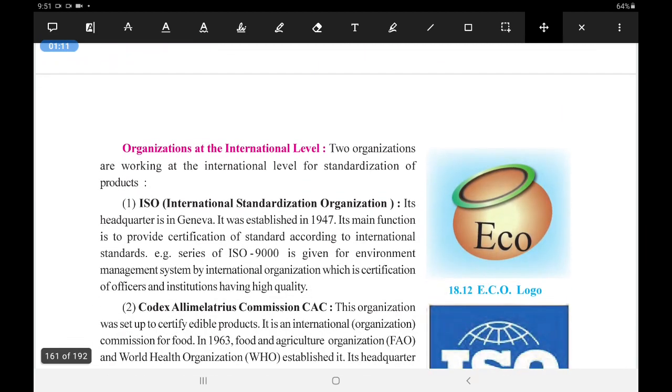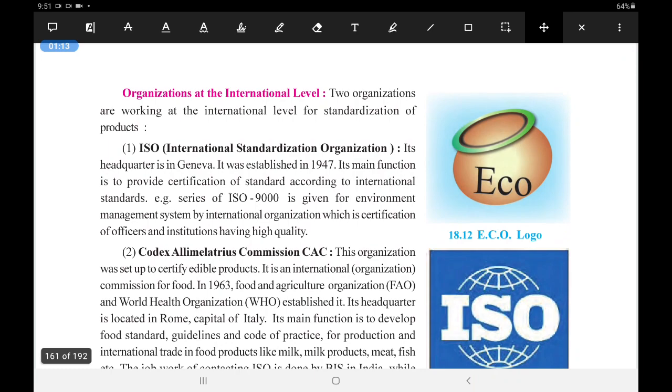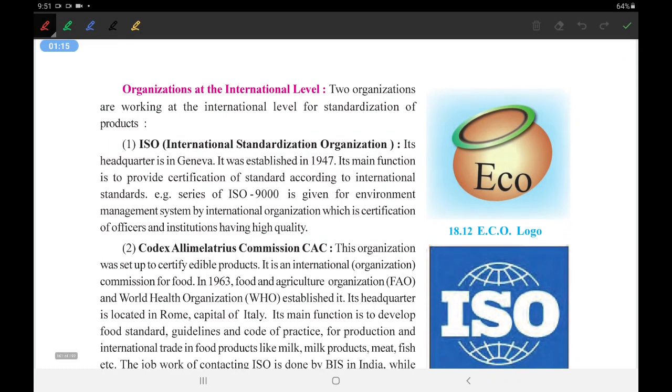Today we are going to see about the organizations at the international level. We saw the organizations at the national level. Now we are seeing the international level. Two organizations are working at the international level for standardization of products. The first and most important one is ISO, known as the International Organization for Standardization.